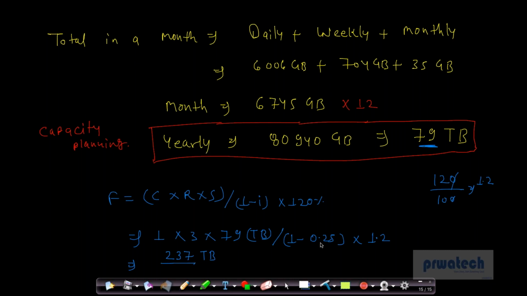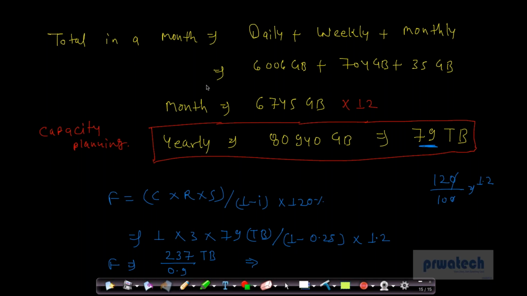Divide by 1 minus 0.25. I'm directly writing the value here, whatever value is coming. So 1 minus 0.25 is 0.75, and 0.75 into 1.2 is 0.9. So 237 divided by 0.9 is equal to 263 terabyte.